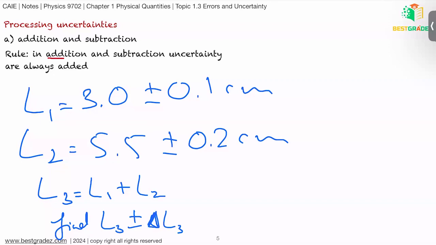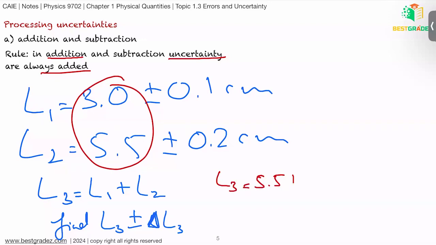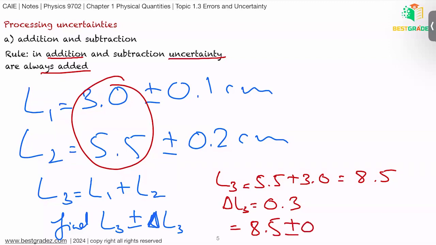So the rule is, addition of two values will cause uncertainty to be added as well. When I find L3, I'll add 5.5 plus 3.0, so the value of L3 is 8.5. Uncertainty in L3 will be equal to the sum of these two, so I get 0.3. So my final answer is going to be 8.5 plus minus 0.3. So this is a simple rule.